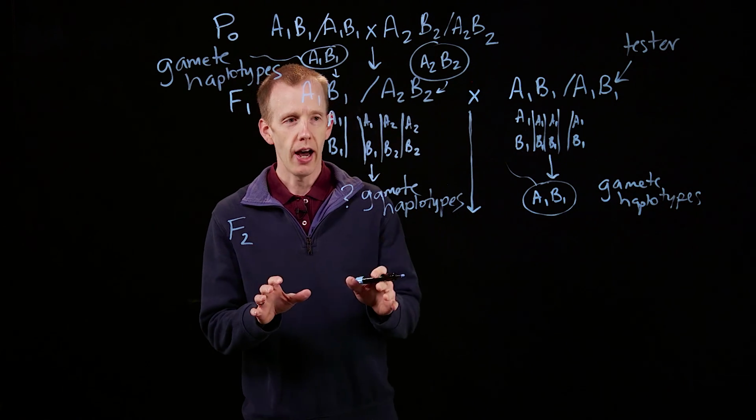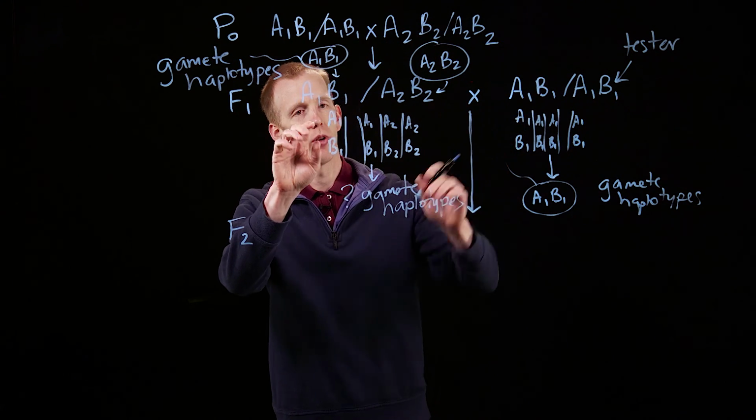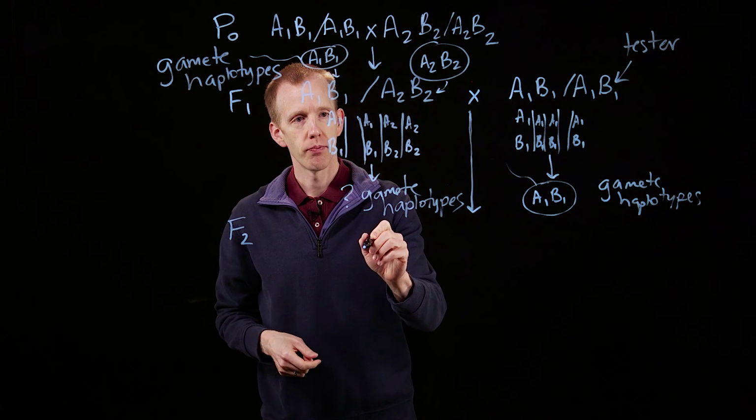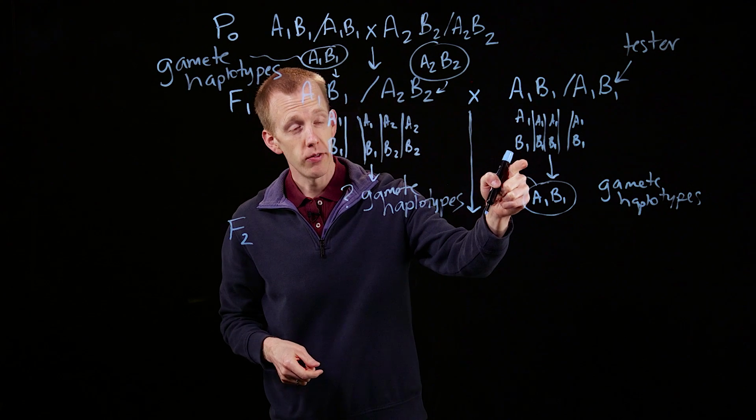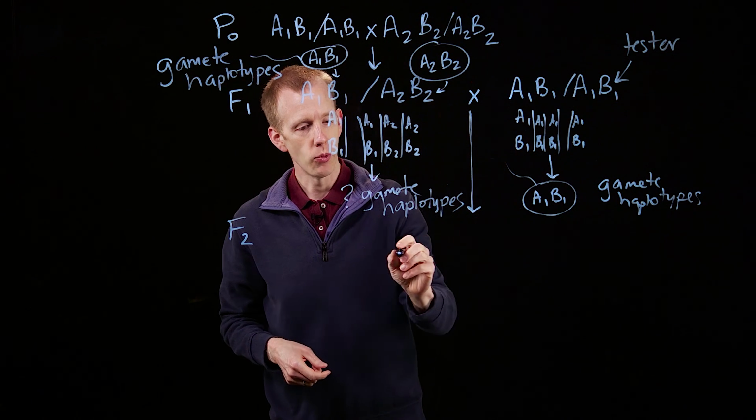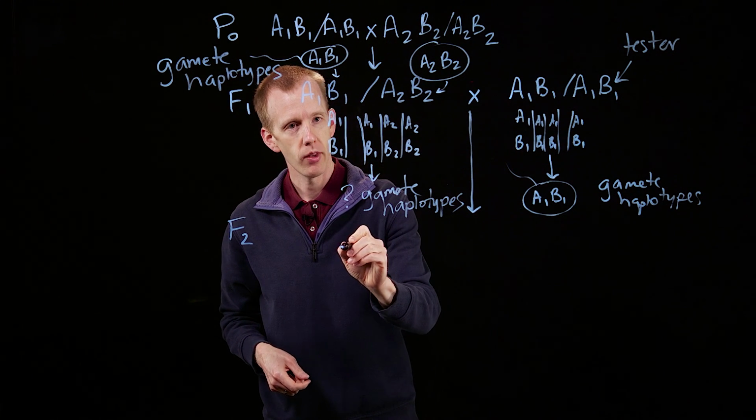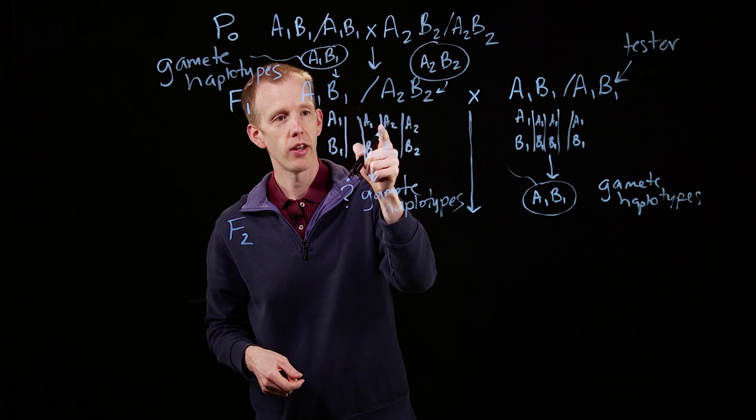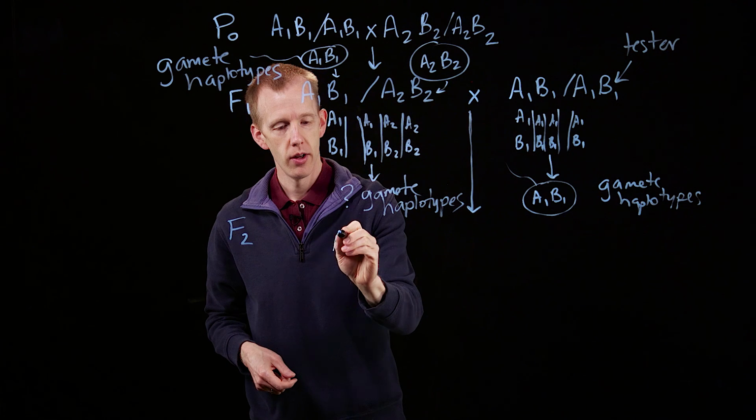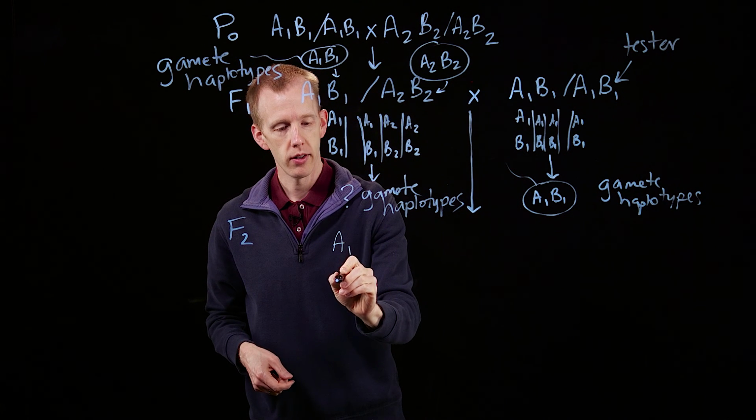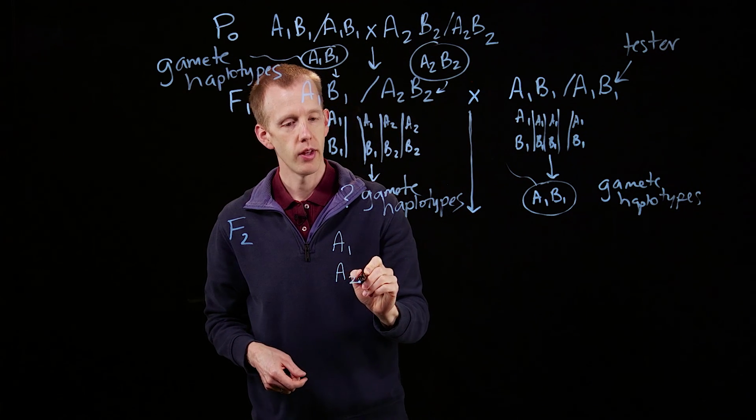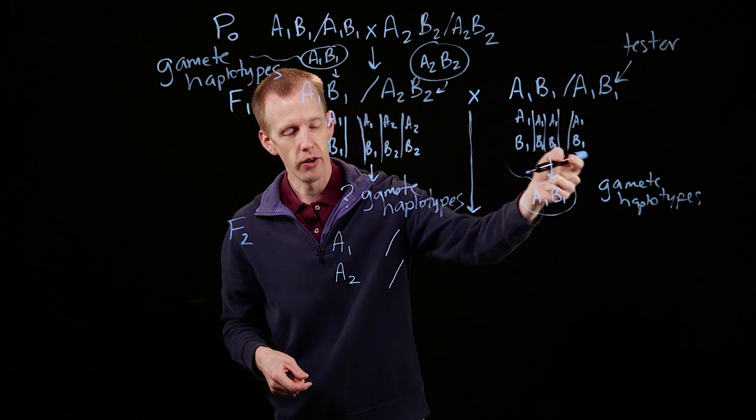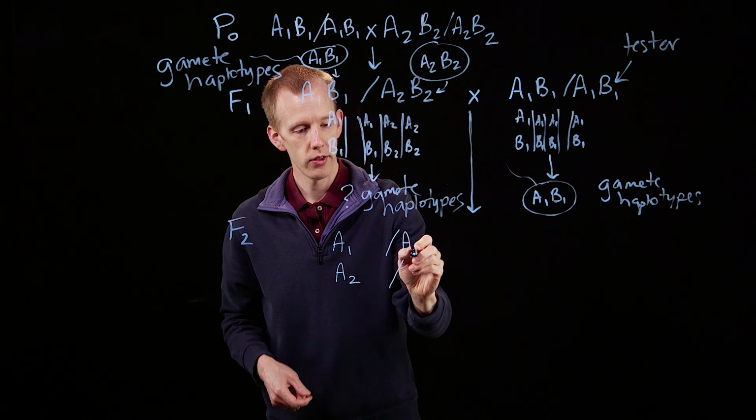So we're going to get out of this cross between these two F1 individuals, the dihybrid and the tester, a number of different genotypes. In every individual, we know that they will have one gamete that was A1 over B1. And then the question is, what alleles come from these parents? Half are A1 and half are A2. So we're going to have some A1 and some A2. Those come from this parent. We know this parent only contributes A1s.